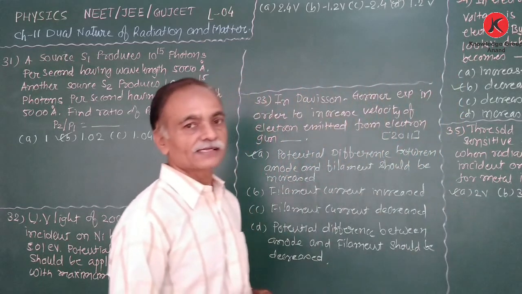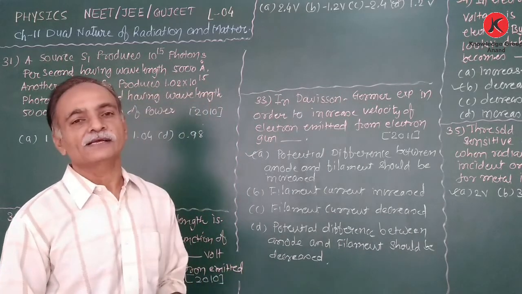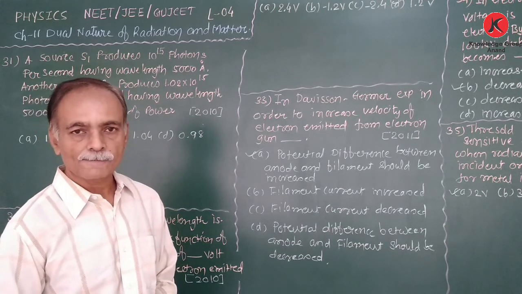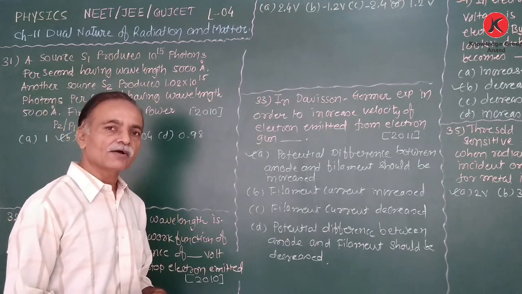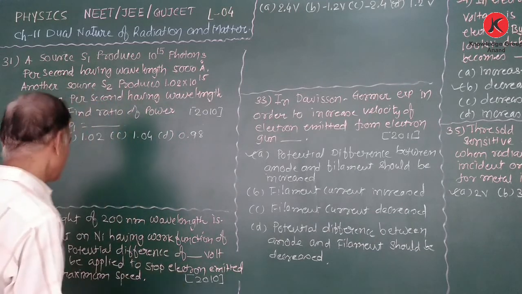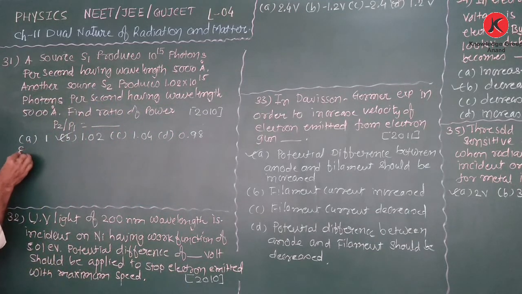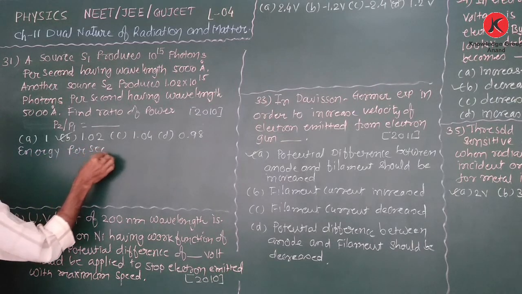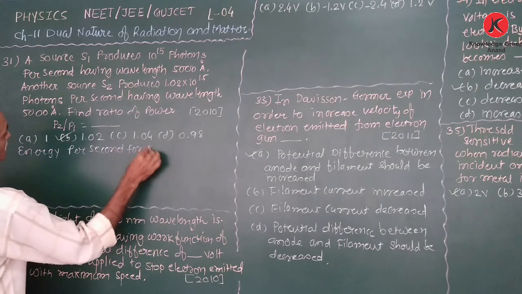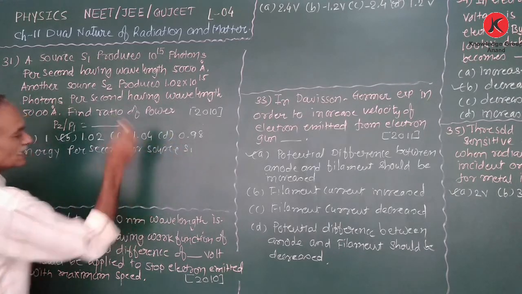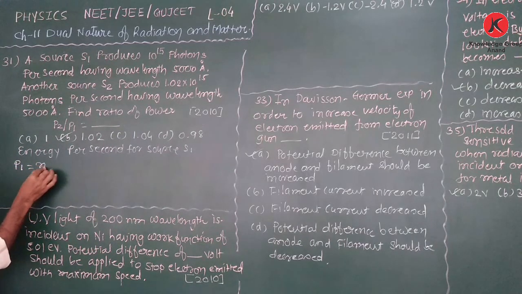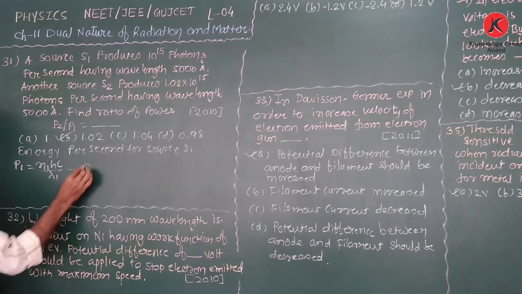Now friends, we know that the energy radiated per unit time is known as the power. And energy, we know, is nhf. Therefore, the energy per second for source S1, P1, is equal to N1 hc upon lambda 1. That is our equation 1.